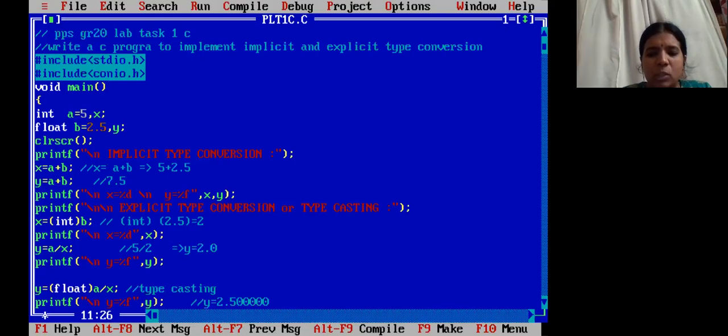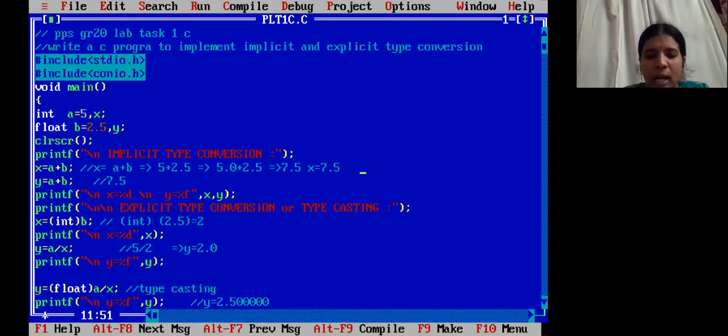Now this becomes a mixed mode arithmetic operation, but mixed mode arithmetic operations cannot be performed by computers. So therefore 5 is temporarily converted automatically to float and added to 2.5 to make the answer 7.5. The answer is 7.5, but it is stored in x. x is equal to 7.5.